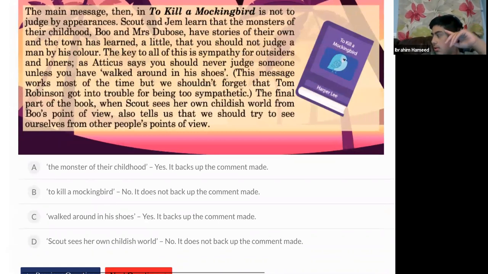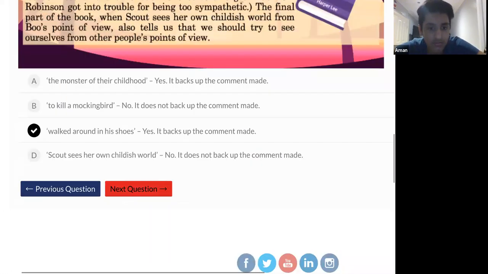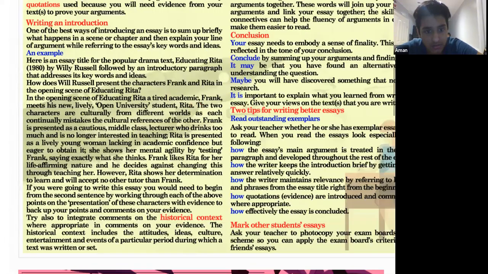Identify a quotation in the passage shown below. Take your time, there's no rush. I'd say maybe "walked around in his shoes." Can you see that? It's as Atticus says, you should never judge someone unless you have walked around in his shoes. That's good, Aman. Well done. So we'll go for this one. Good lad, well done. And while you're here, do this one as well, Aman.